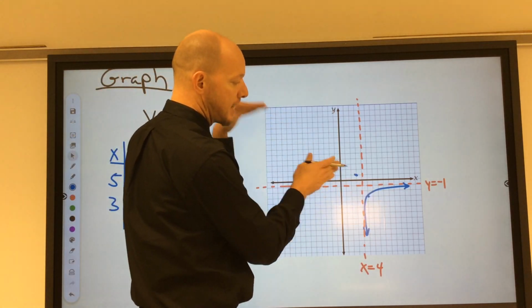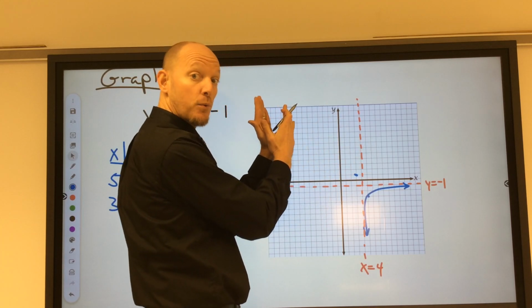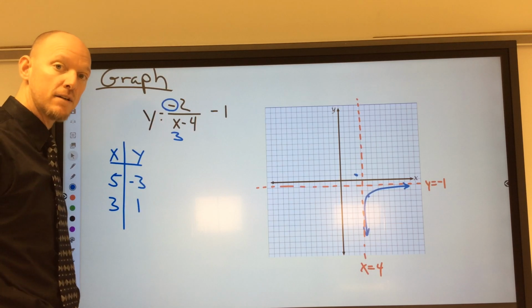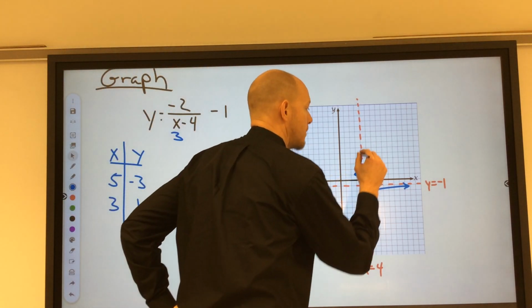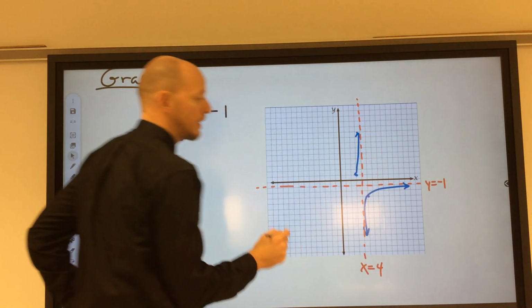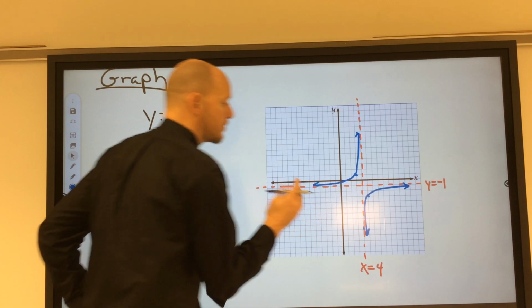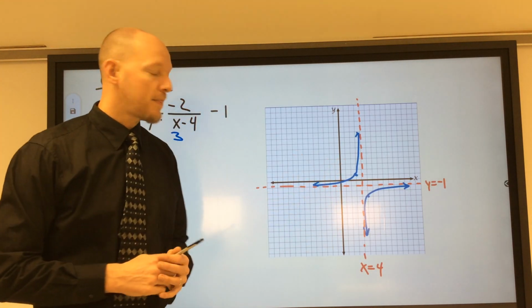Which again makes sense, because according to the asymptotes, I'm in the upper left quadrant and the bottom right quadrant, which is consistent when we have a negative coefficient in our numerator. And again, what would happen is I'd get larger values as I get closer to 4, and smaller values as I get bigger and bigger in the negative direction. And there's our final result.